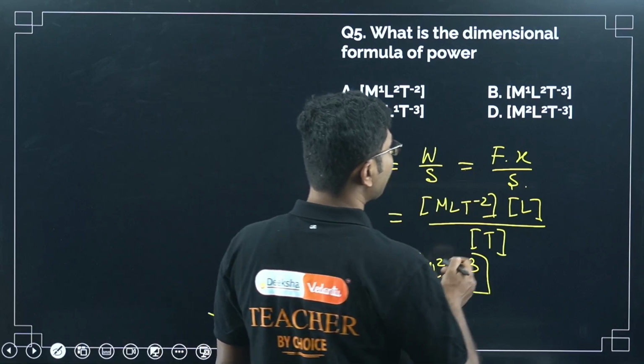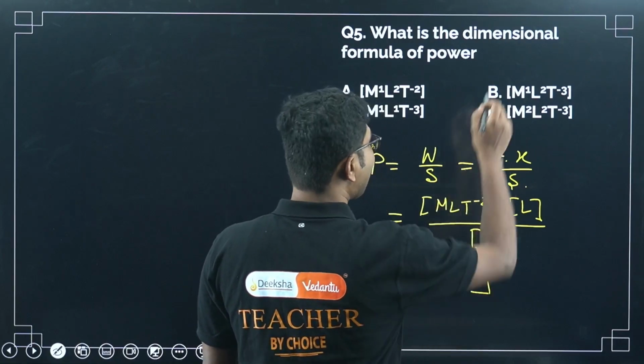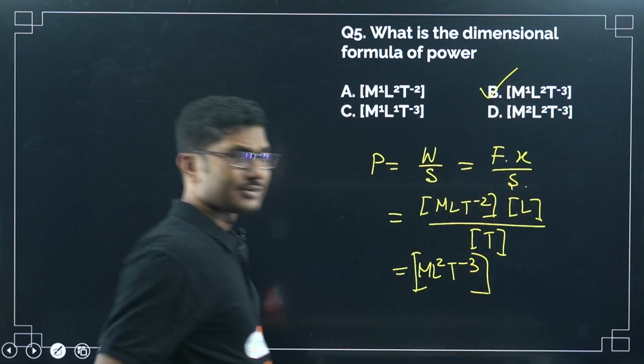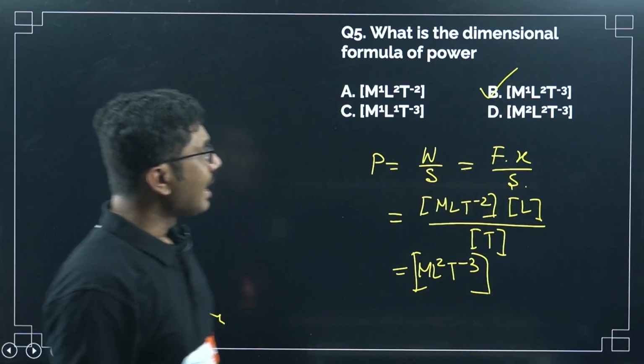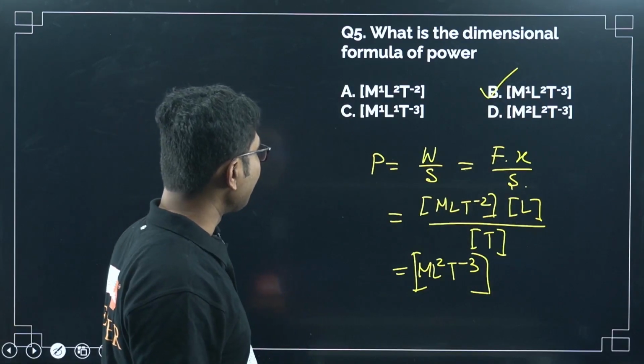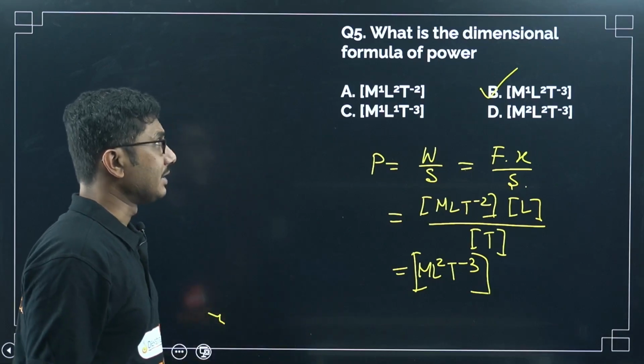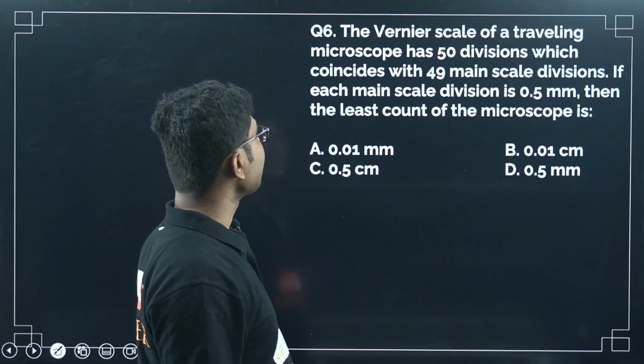So what is the dimensional formula? M to the power 1 L square T to the power minus 3, right? M to the power 1 L square T to the power minus 3. There is no repetition. Yes, so this is the correct answer, right? Now let's move on to the next question.